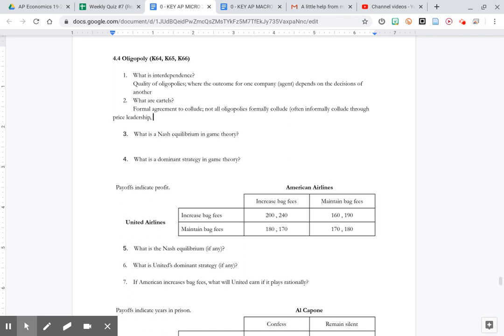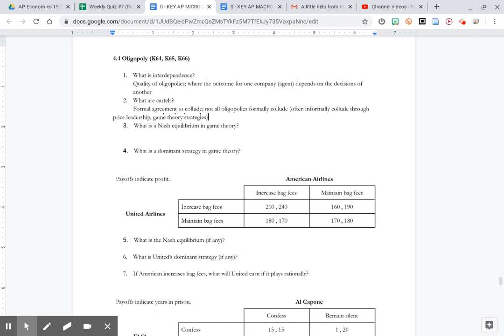And they often use game theory strategies that end up being an informally collusive type of situation. But in general, cartels are the formal agreements.